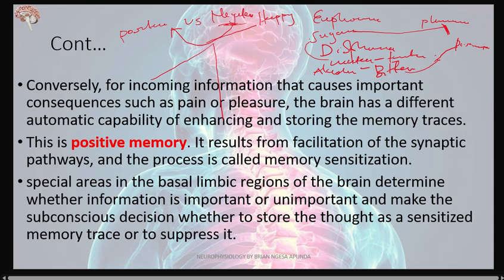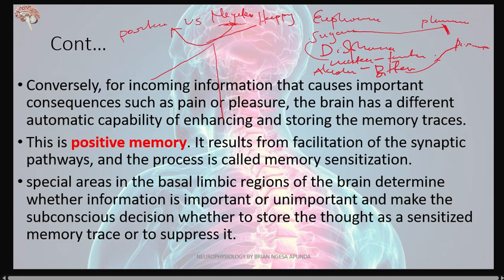So this is the positive memory, that which has some meaning. It results from the facilitation of the synaptic pathway, as we suggested. Special areas in the basal limbic regions of the brain determine whether the information is important or unimportant. And that's why the limbic system is very important in memory. Not because of the hippocampus, we can ignore that at the moment, but think of it like this. The limbic region represents an area where we store a lot of emotions. So if whatever you are consuming does not trigger some form of emotions in you, you are not able to remember it. And that is the basic.